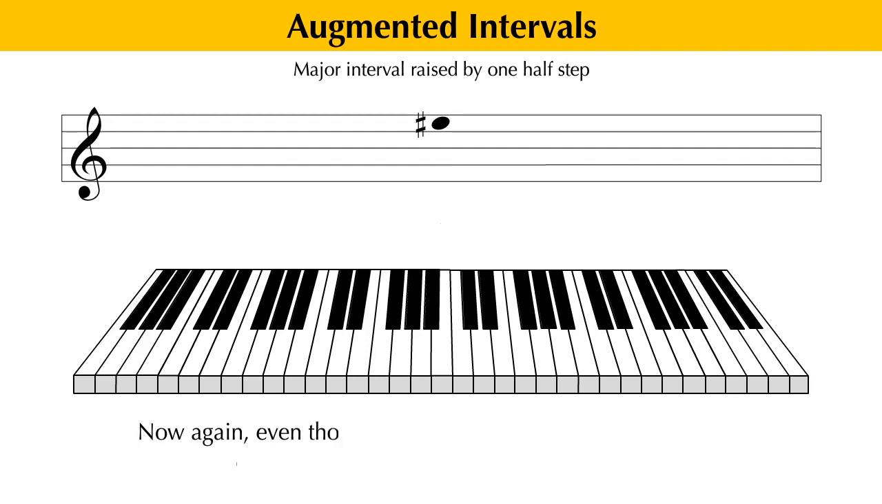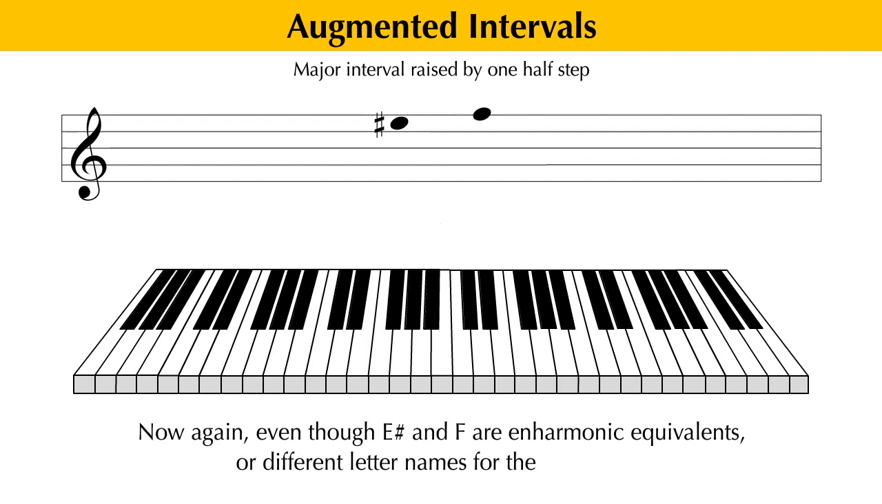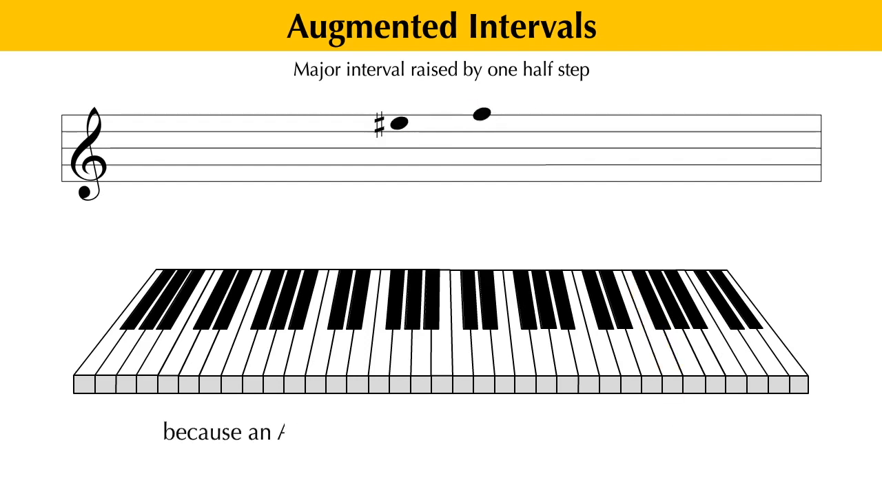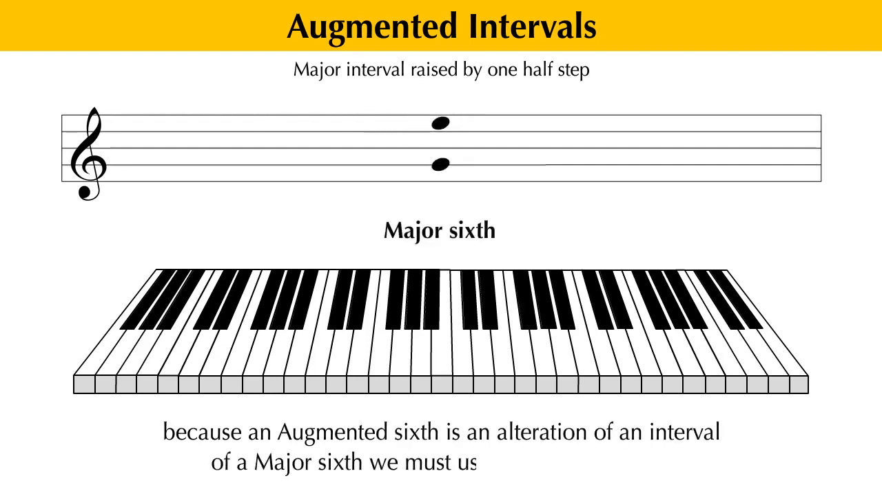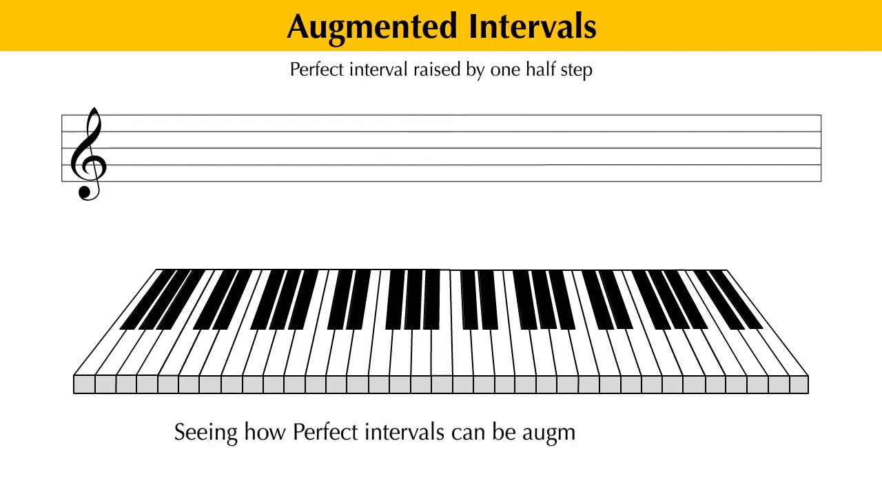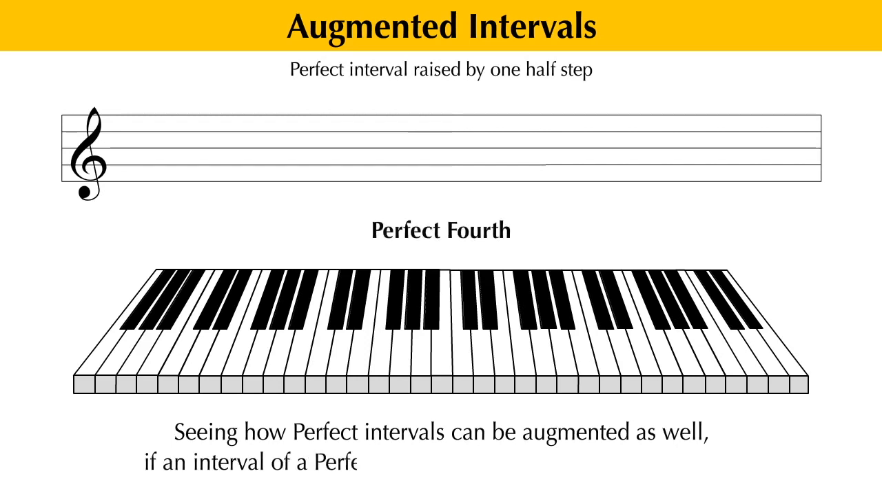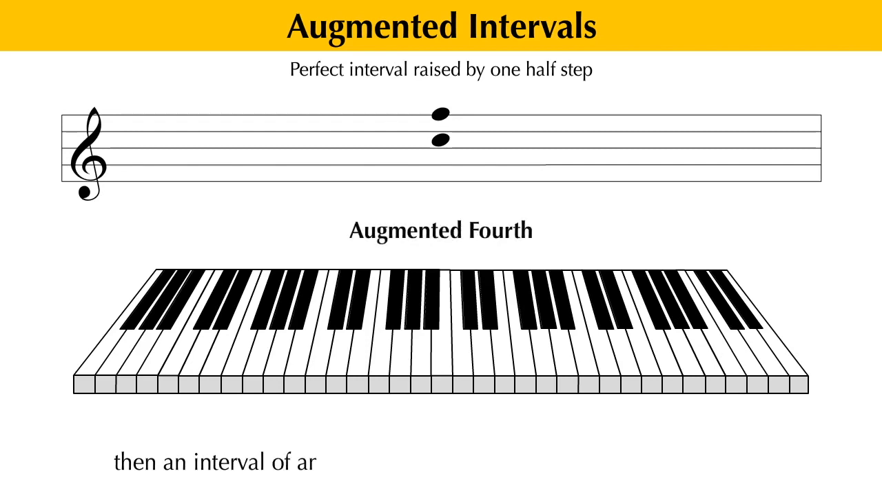Now again, even though E sharp and F are enharmonic equivalents, or different names for the same pitch, because an augmented sixth is an alteration of an interval of a major sixth, we must use the letter name E sharp. Seeing how perfect intervals can be augmented as well, if an interval of a perfect fourth above the note C is the note F, then an interval of an augmented fourth above C is the note F sharp.